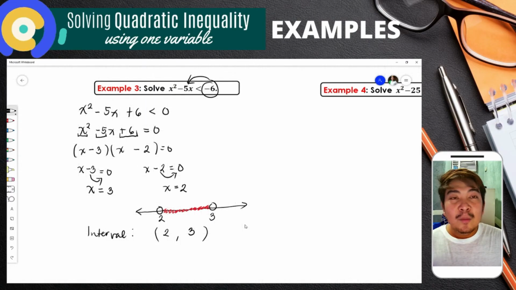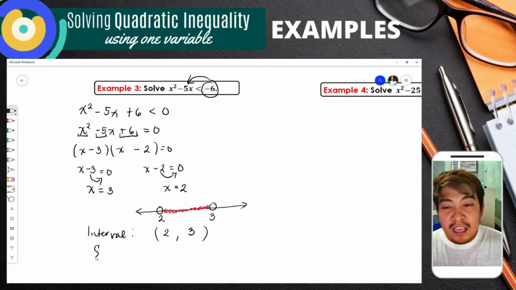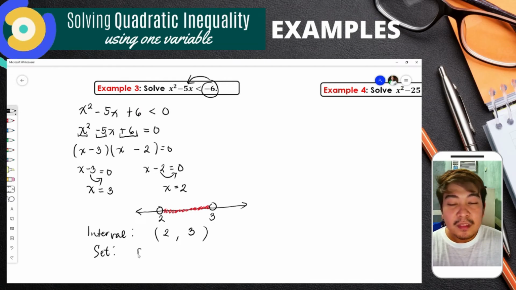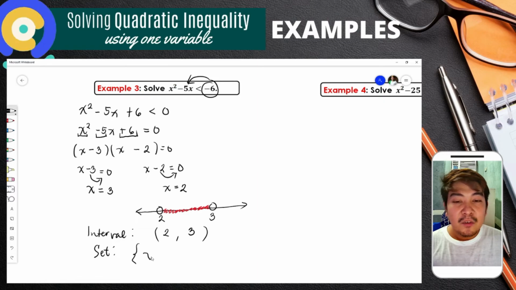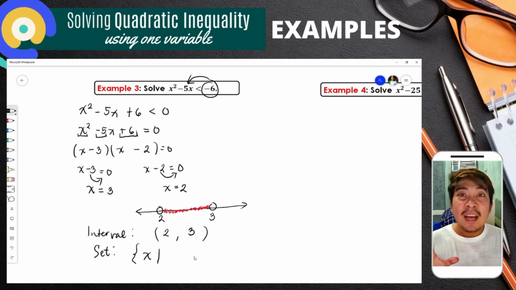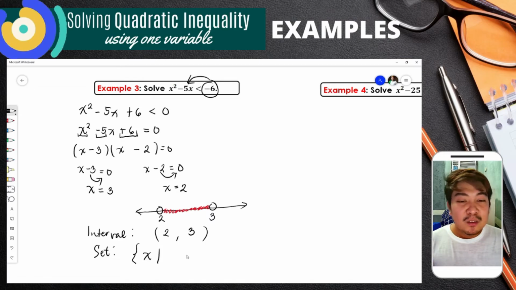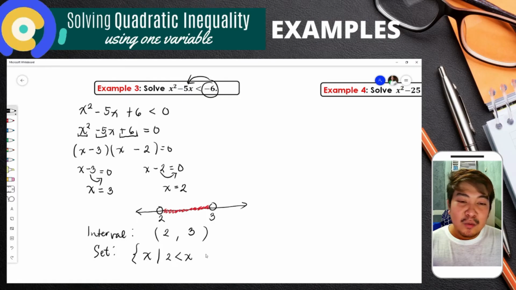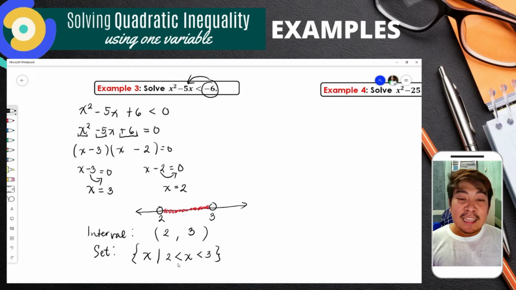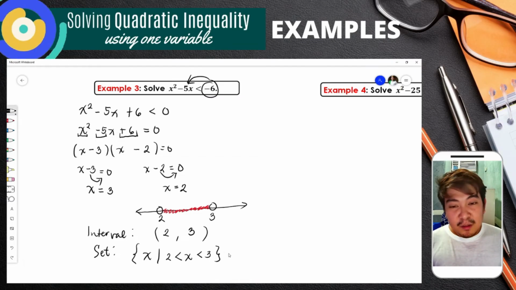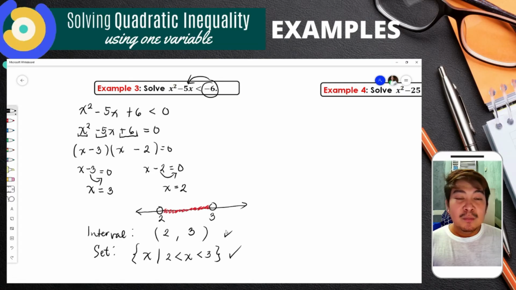So how are we going to translate this one into set builder notation? This will be the set of all x such that, since the values of x will be in between the critical points 2 and 3, therefore x needs to be in the middle, between 2 and 3. And then we need to add these less than symbols. Okay, so this will be the solution set in terms of interval and set builder notation.